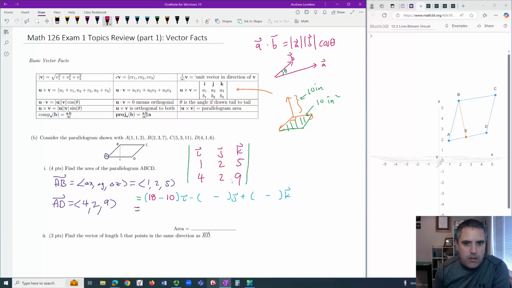Now I'm going to cover up the middle one. Do 1 times 9 is 9. Do 4 times 5 is 20.